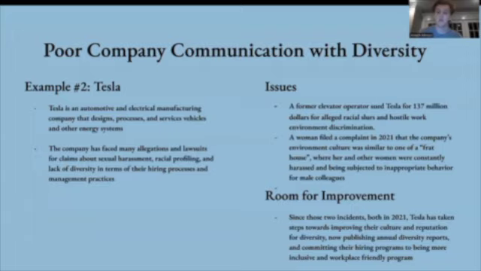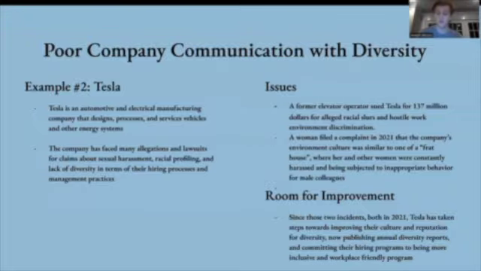Later that year, a woman filed a complaint, and she basically said that their environmental culture was similar to one of a frat house, and she and other women were constantly subjected to inappropriate behavior and being harassed by male colleagues.